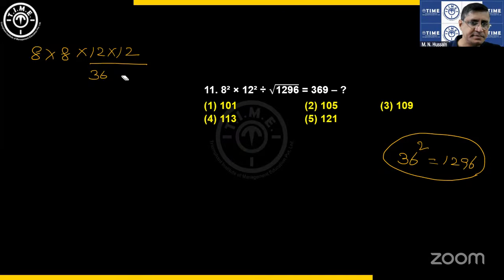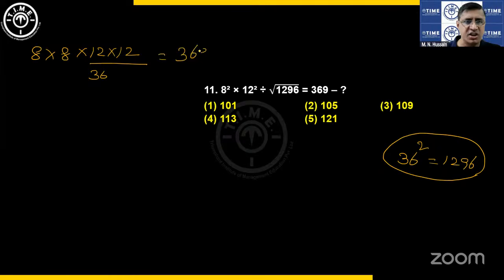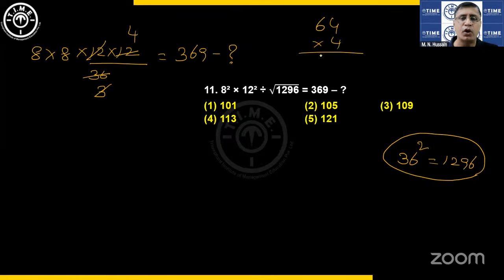I'm solving this. Simplify. Is equal to 369 minus question mark. 12 goes exactly 3 times in 36. 3 in 12, it goes 4 times. Now what is the result? 8 into 8, that is 64. 64 into 4. 60 into 4, that is 240 plus 16, 256. 256 is equal to 369 minus question mark.